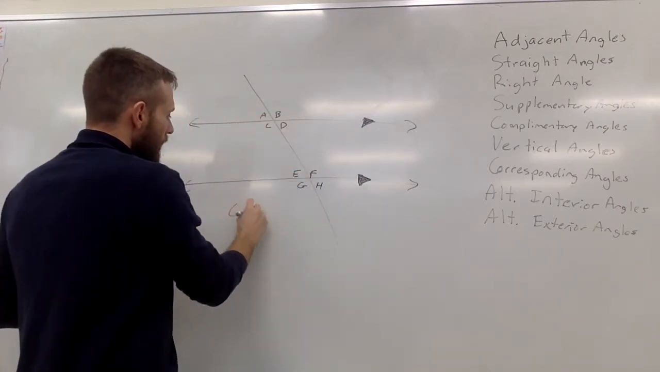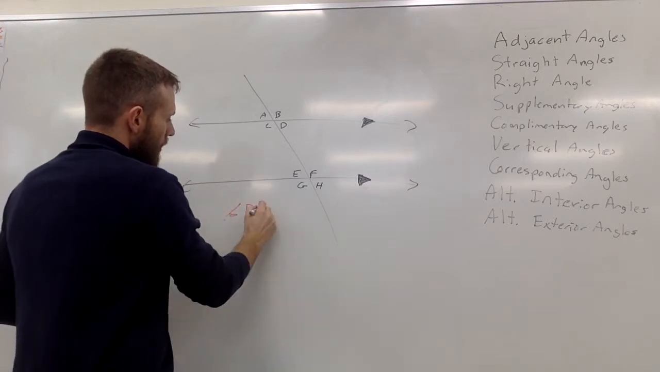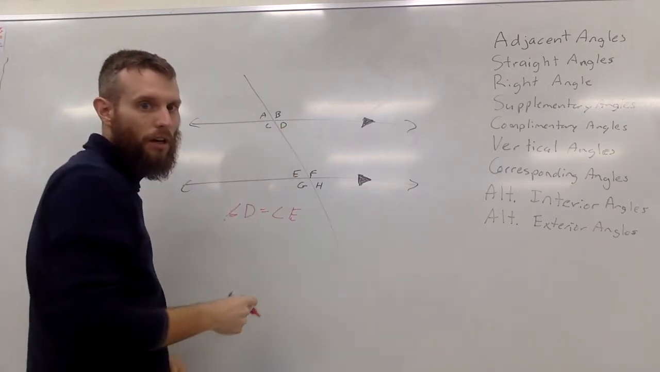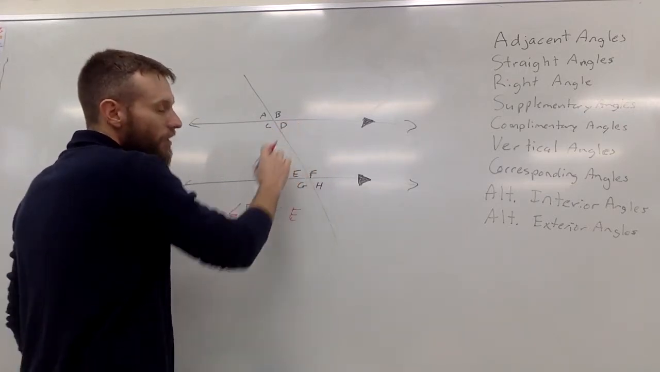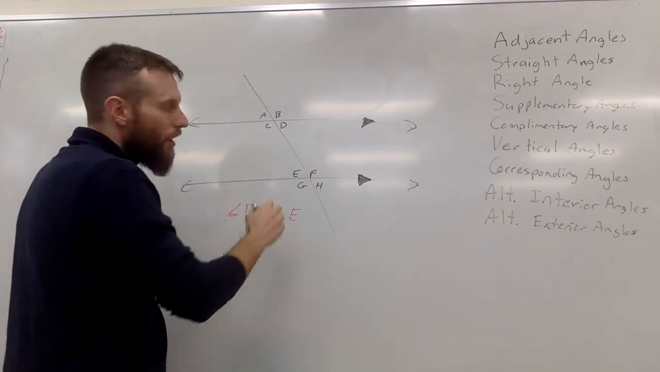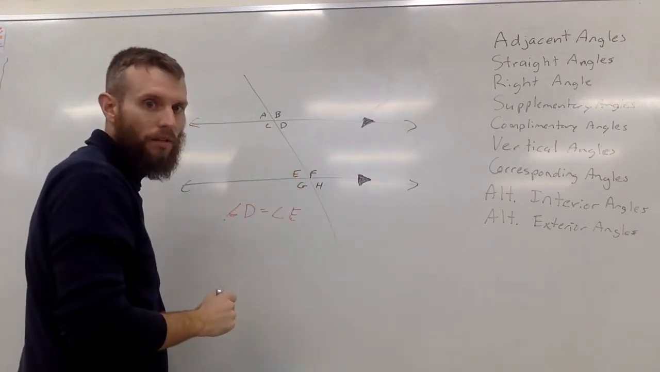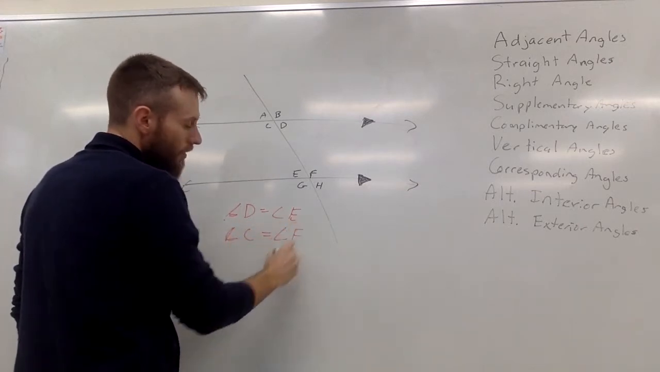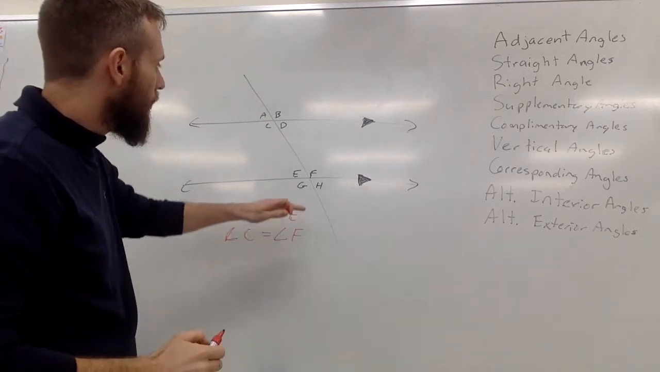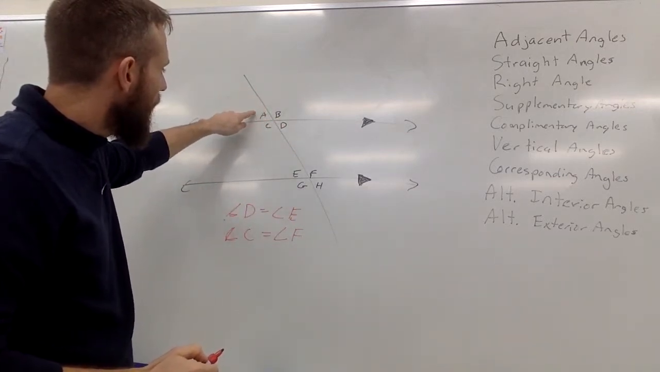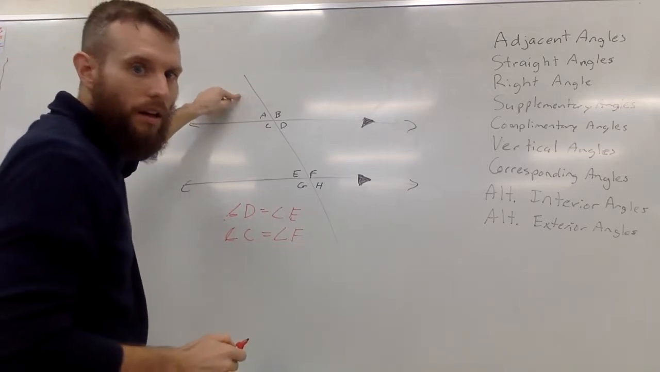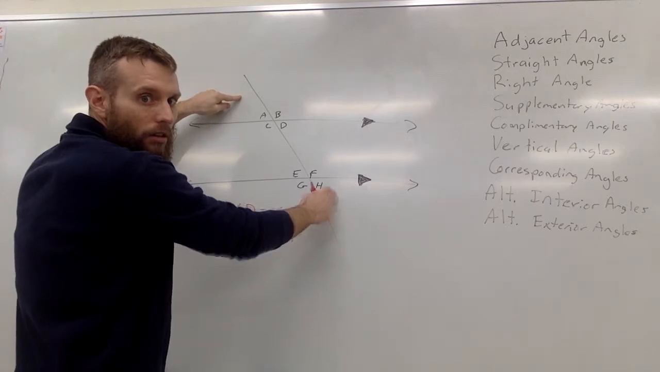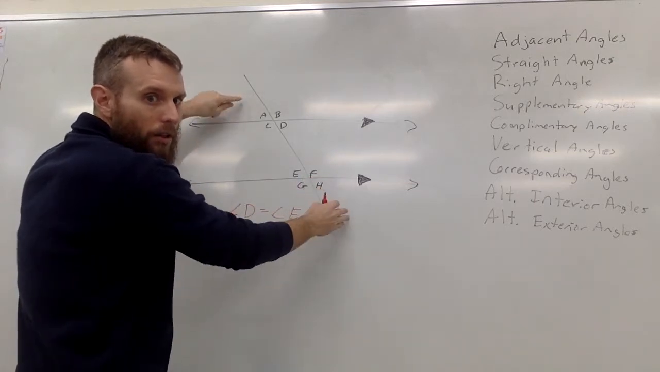So angle D is equal to angle E because they are alternate interior angles. They're on the opposite side of the transversal, but they're on the inside of the parallel lines. Also, angle C and angle F are alternate interior angles, right? And now if you look at the outside, angle A is on the outside and angle H is on the outside. It's on the opposite side of the line, but it's on the outside of the parallel lines.